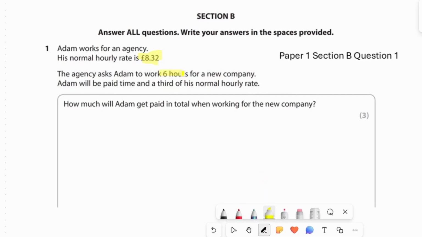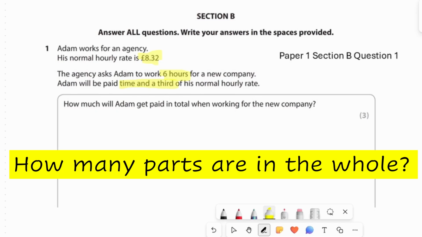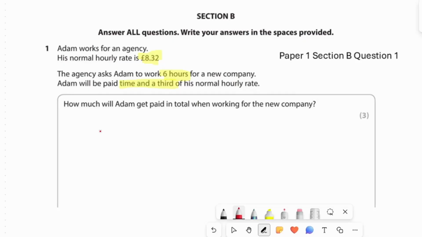So here we have this question, and what I would advise in questions like this is if you see a fraction mentioned, like here we have the mention of a third when it says time and a third, you should consider using the bar method. And as soon as you see a fraction like that where it says third, you need to ask yourself, how many parts are in the whole? And in this case, how many thirds are there in a whole? And the answer to that is 3. There are 3 thirds in a whole, and we're going to split our bar into 3 equal parts.